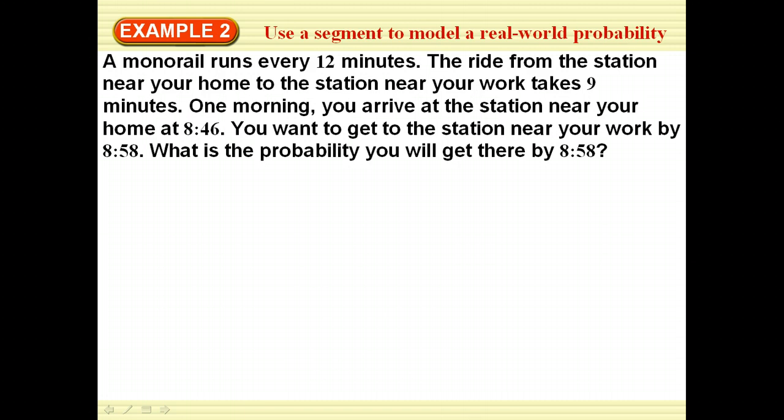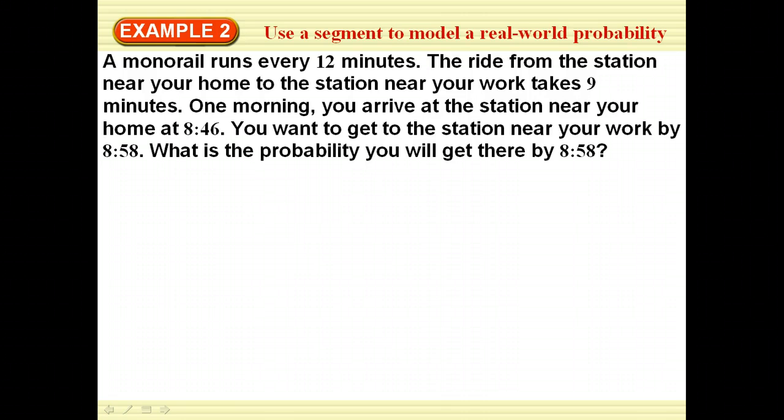Let's look at an example of applying this. A monorail runs every 12 minutes. The ride from the station near your home to the station near your work takes 9 minutes. So one morning you arrive at the station at 8:46 and you want to get to the station near your work by 8:58 because you need to be to work on time. So what's the probability you'll get there by 8:58?